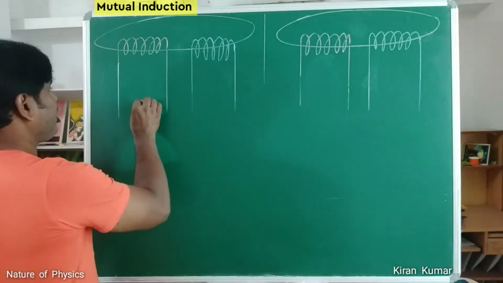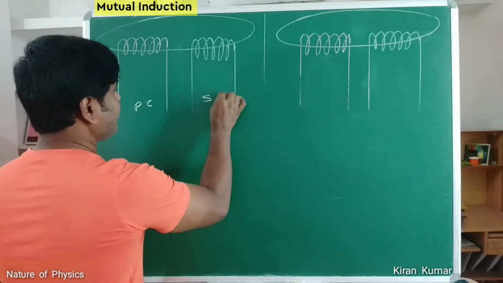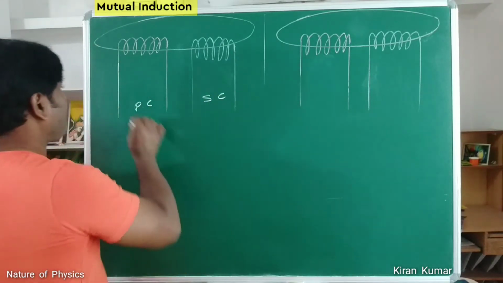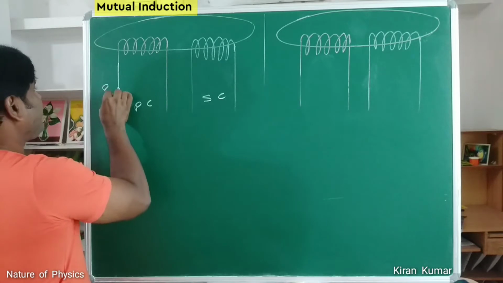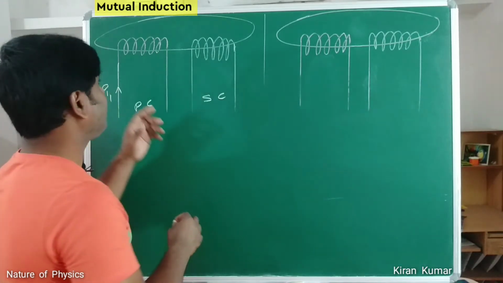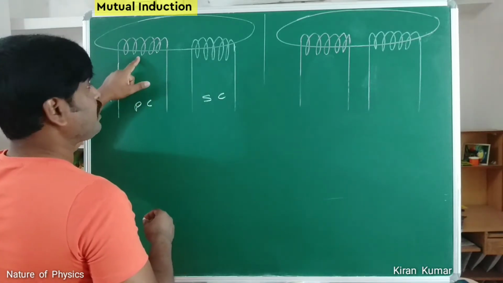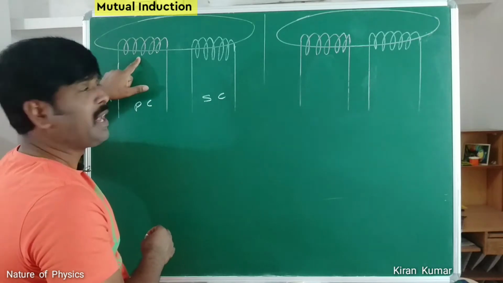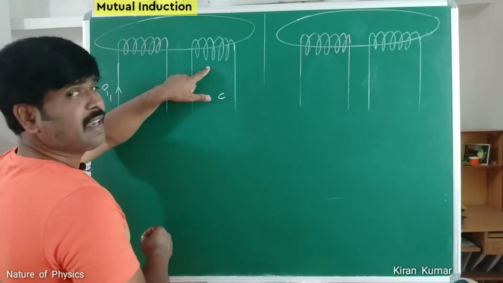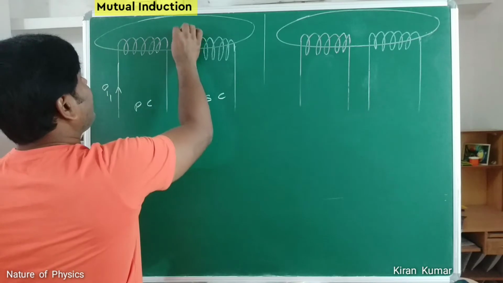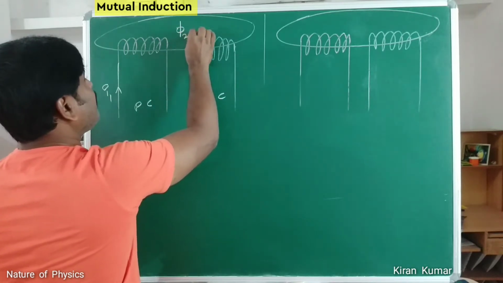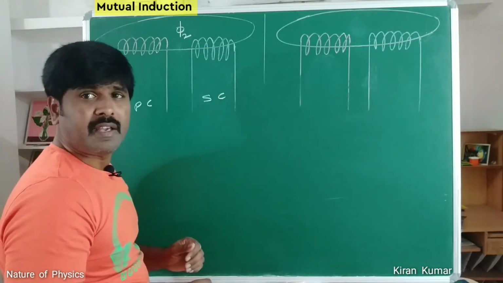So this is the primary circuit and this is the secondary circuit. In the primary circuit, the current is I1. The current is changing, then the magnetic flux also changes in the primary circuit and that links with the secondary circuit. So the linked magnetic flux is phi2 with the secondary circuit.